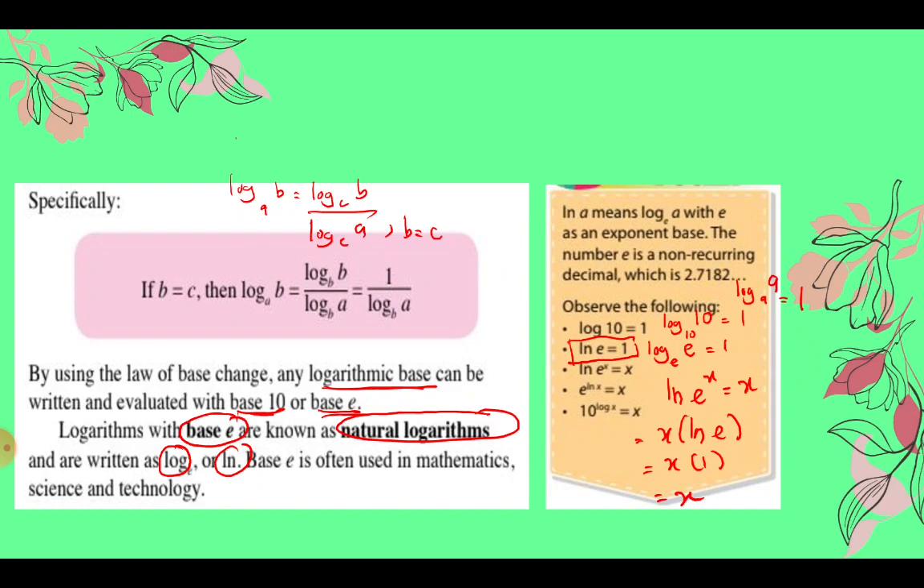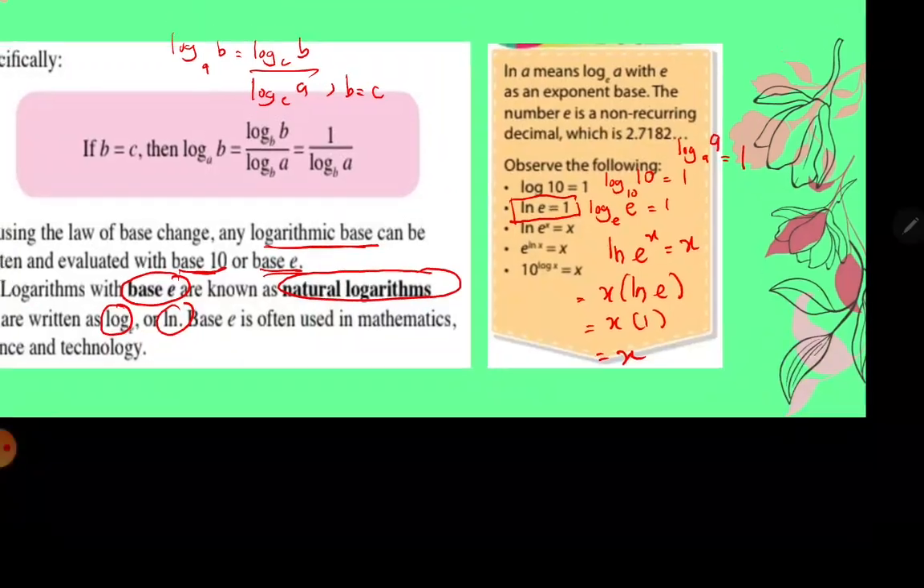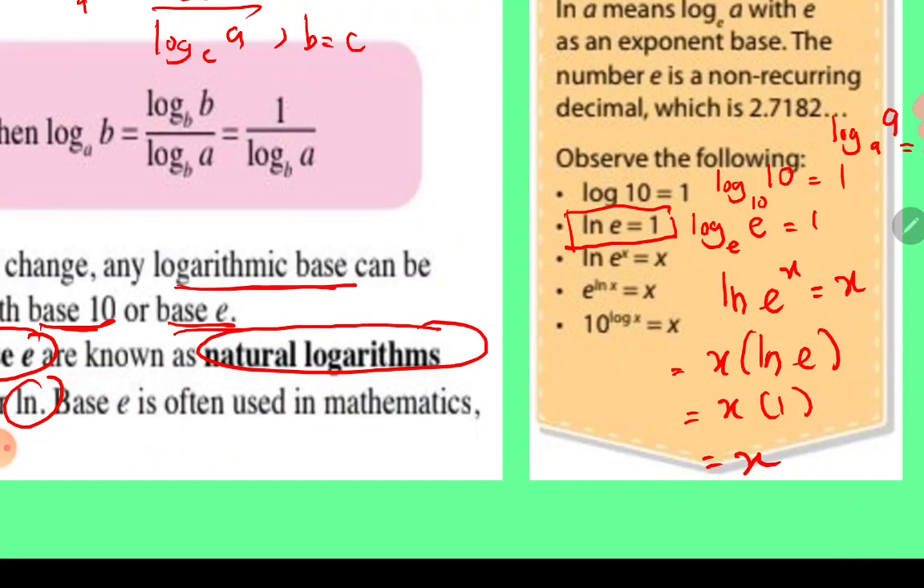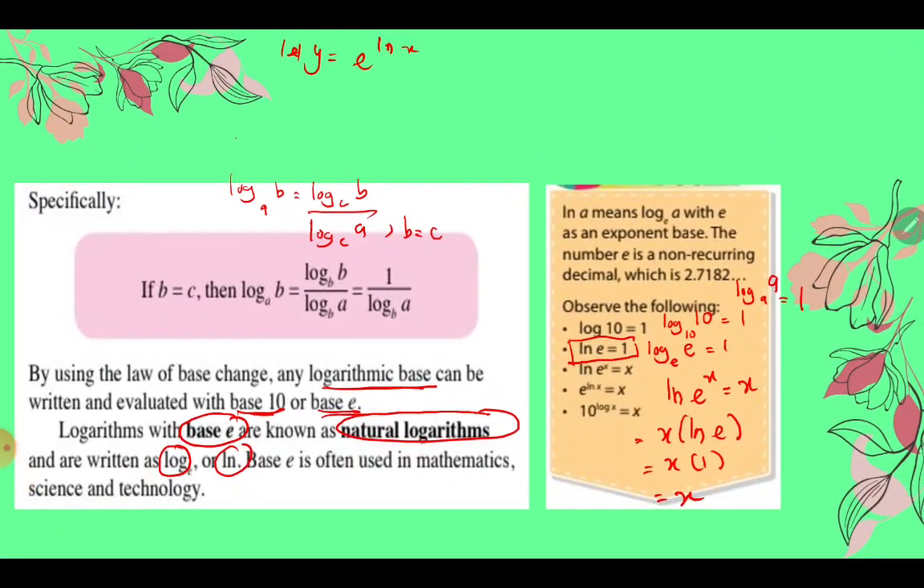For this part, we need to let y equal E to the power of ln x. Since y equals E to the power of ln x, we let ln y equal ln of E to the power of ln x. We make both sides log base E, which is ln. Since this is a power, ln y is equal to ln x times ln E, in which ln E is 1. So we have ln y equals ln x.